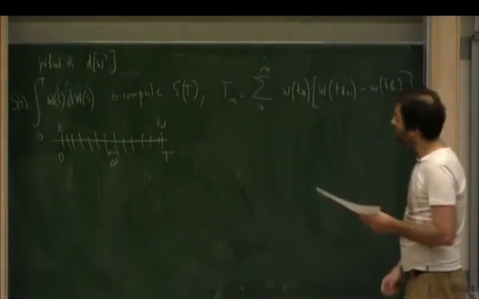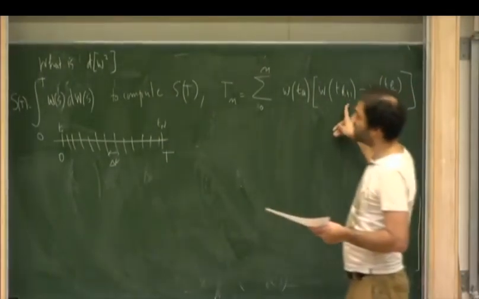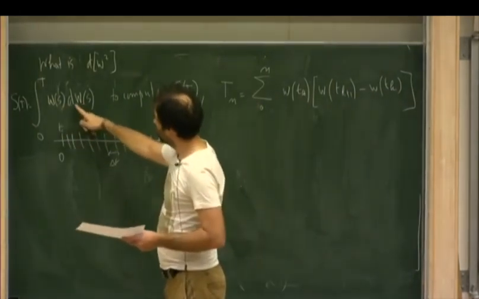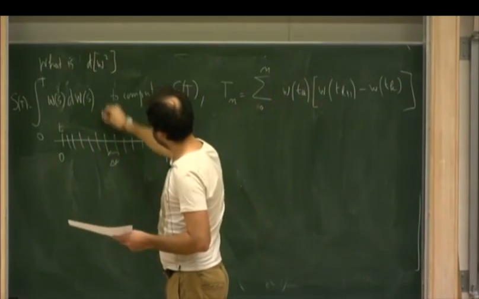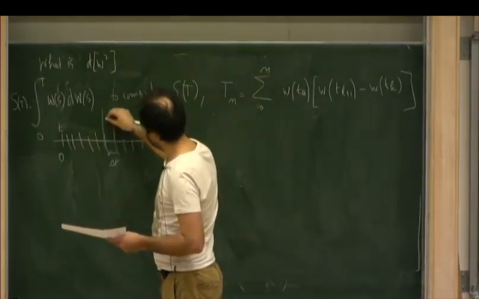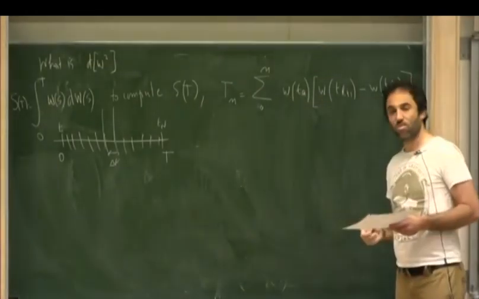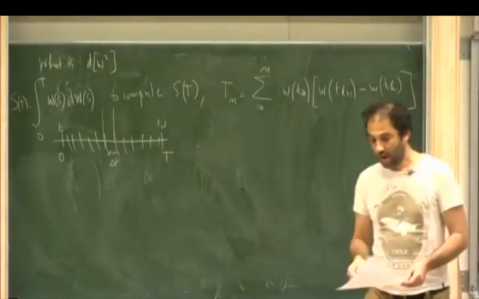Now, what can you say about this? So this would represent the discretization of this. D omega, this is the discretization in this interval. And this, I choose omega tk, which means I choose to calculate.